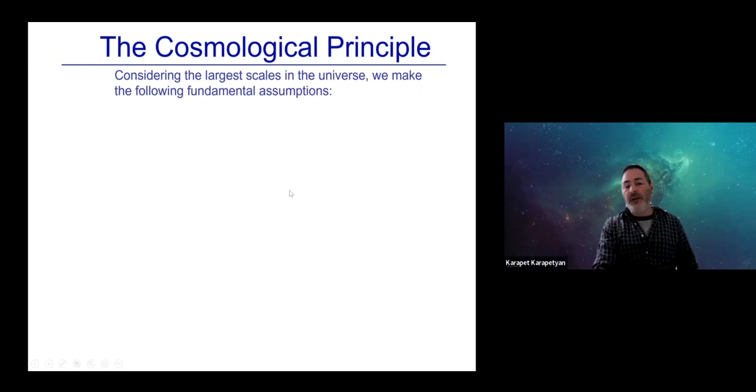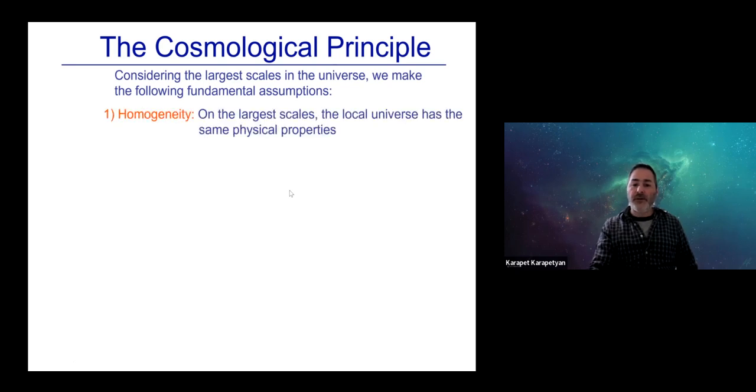Now, in terms of what we have, if we talk about our cosmological principle, we're going to talk about some kind of fundamental assumption that we have to make. In talking about the universe, we want the universe to be homogeneous. This homogeneity basically describes how, on the larger scale, the local universe has the same physical properties.